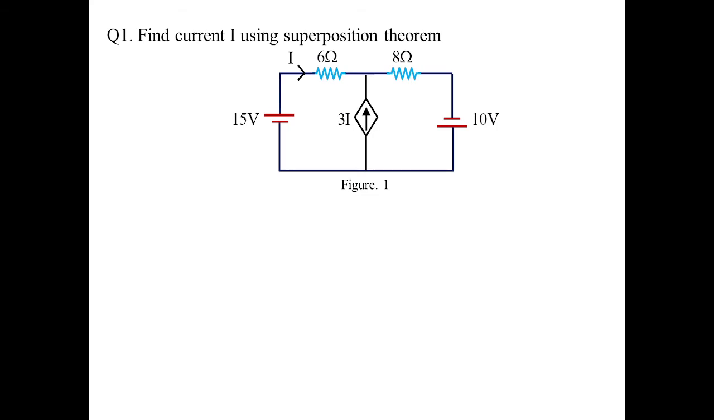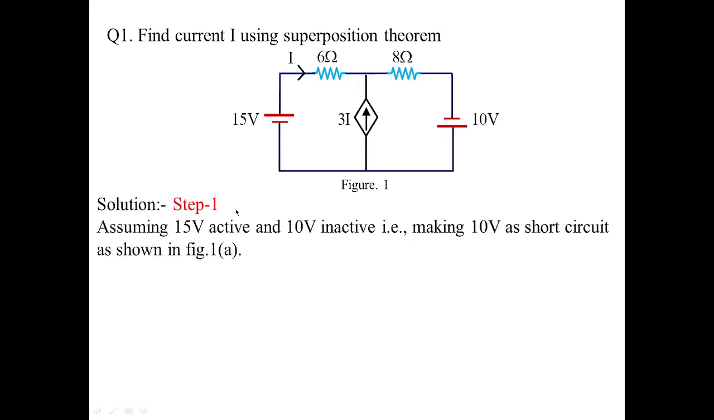Let us start with problem 1. Here we need to find the current I using the superposition theorem. In applying the superposition theorem, the important steps are: whenever you have a voltage source, it has to be shorted, and whenever you have a current source, it has to be open circuited. We have to make sure that one source acts at one time. Finally, you sum up all the results and check whether you get the same answer using mesh analysis or node analysis. Let us start with the solution.